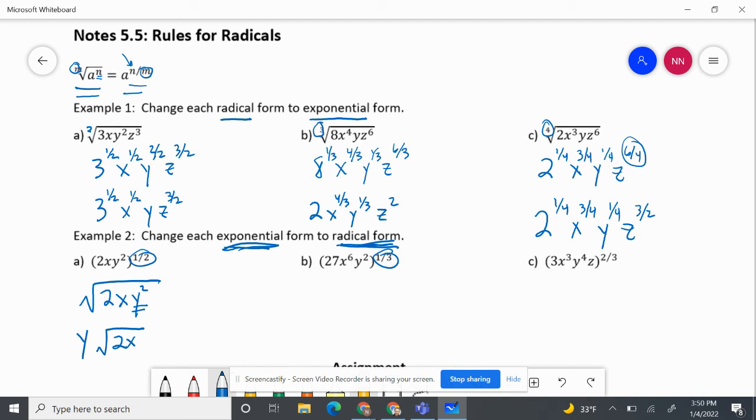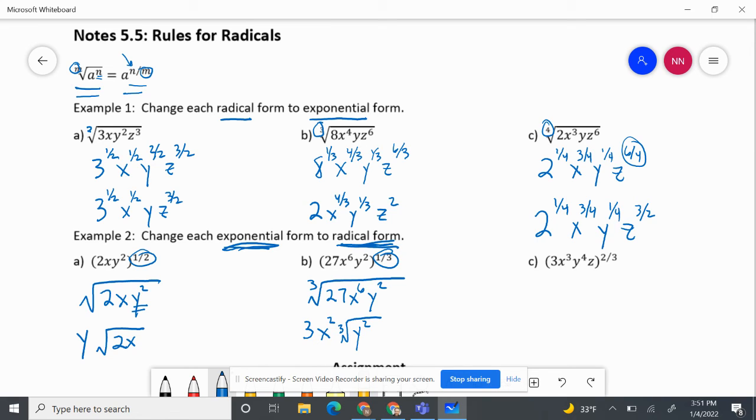For the next one, this is 1/3. So we're taking the cube root of 27, x to the 6th, y to the 2nd. When we take a cube root, the cube root of 27 is 3, so that comes out. We can take the cube root of x to the 6th. Think of this as 6 divided by 3, so that would be x squared. There's not a cube root of y, so we just leave it in the cube root, and it's the cube root of y squared.